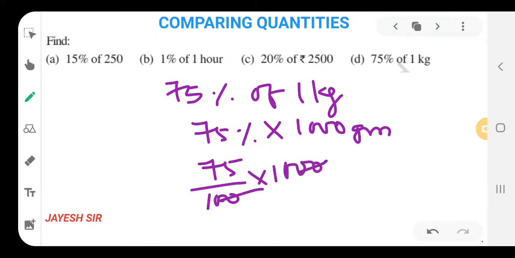Two zeros, two zeros cancel. So what is the answer? 750 grams. Yes, I hope you all might be getting it. So that was the easier type of sum again.